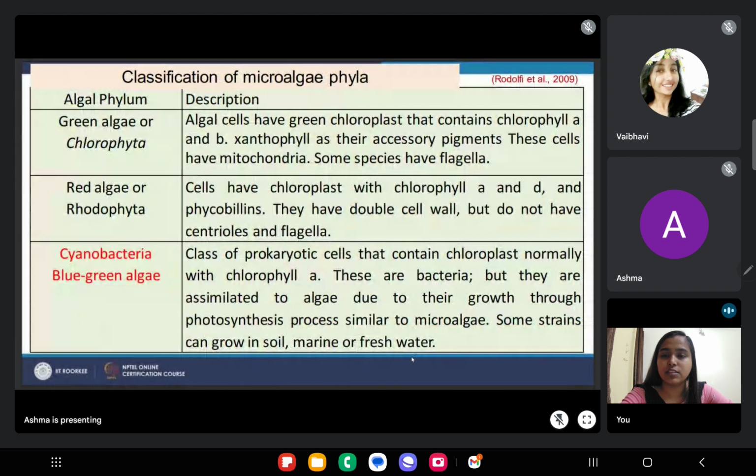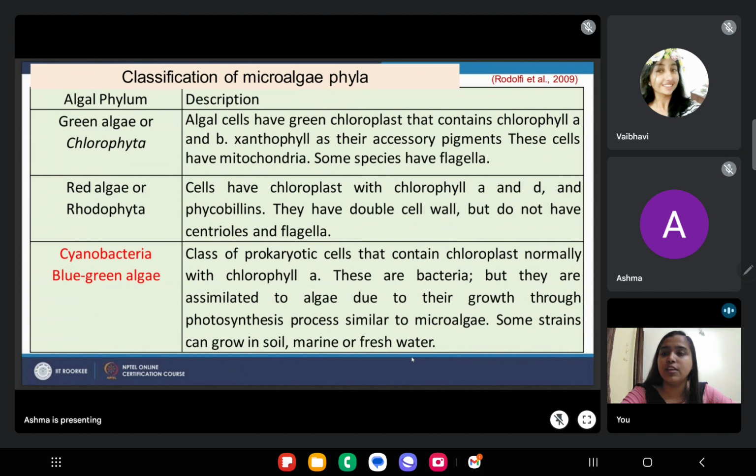Next, we have classification of microalgae phyla. So, microalgae are classified in various phyla. First is green algae or chlorophyta. These algae have green chloroplast that contains chlorophyll A and B, and xanthophylls are accessory pigments along with chlorophyll. They have mitochondria and they can have flagella. Flagella help in movement of the algae.